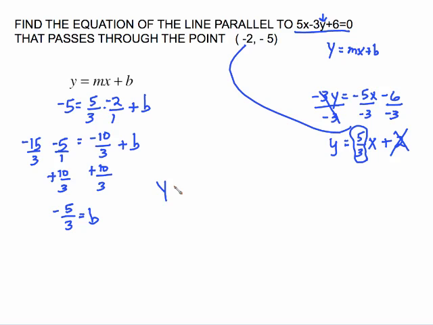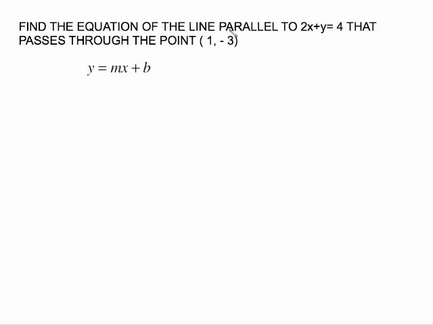So my equation is y equals the slope that we had, the 5/3 x, plus this y-intercept of -5/3. And you can always write -5/3, or you could do plus -5/3. Not a problem. Parallel says I need the slope of this equation, and to get the slope of this equation, I need to solve this for y. This one's pretty easy to solve for y. I'm just going to subtract 2x from both sides, and I have y equals -2x plus 4. So the slope I'm going to use is -2, paired up with that point.